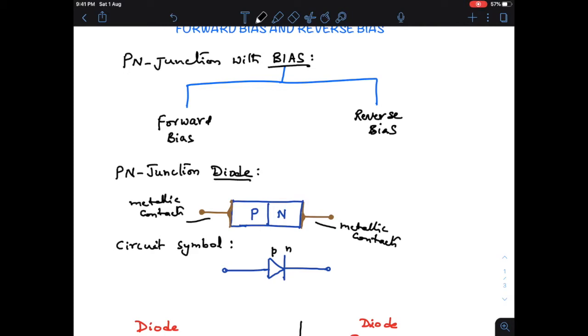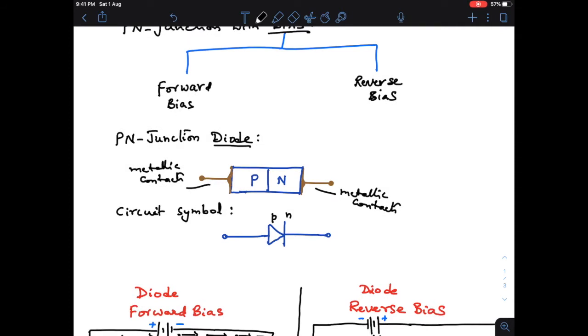Now, diode is a two-terminal electronic device, and you can see this is how you can represent the circuit symbol, where the arrow represents the conventional flow of current, and here P is P type and here N is N type. So, that is the PN junction connected to these terminals. It is a two terminal device.